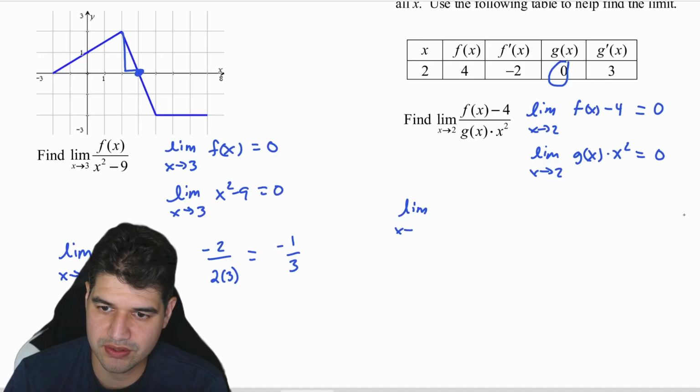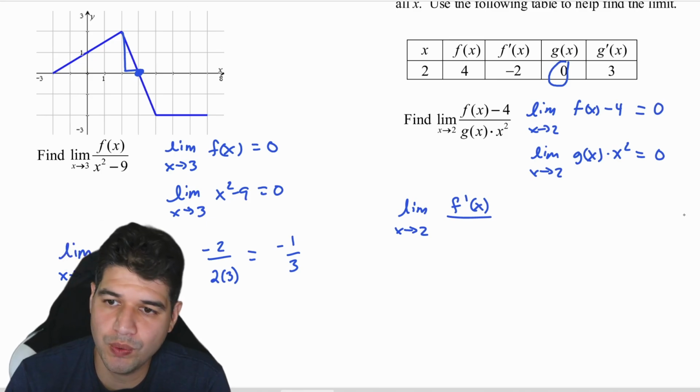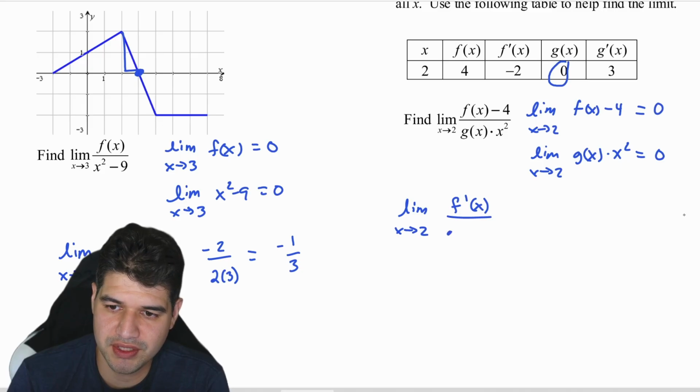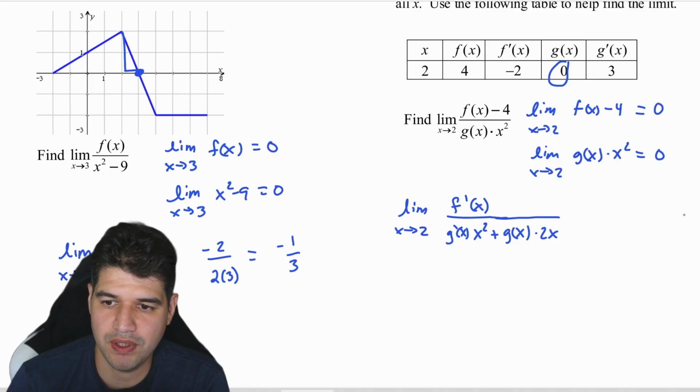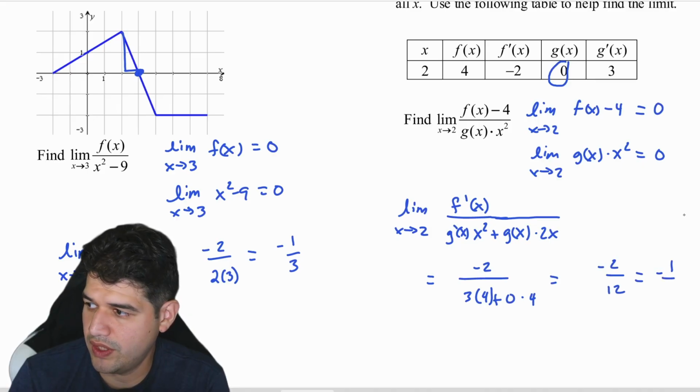So the limit as x approaches 2, the derivative of the numerator is going to be f prime of x. And the derivative of the denominator will need a quotient rule, no, sorry, not a quotient rule, a product rule. So the derivative of the first is g prime, hold on to the second, plus the first times the derivative of the second. Now let's look what happens when we plug in 2. So f prime of 2 is going to get us -2. G prime of 2 is 3 times 4 plus g of 2 is 0 times 4. So I get -2 over 12, which is -1 over 6.